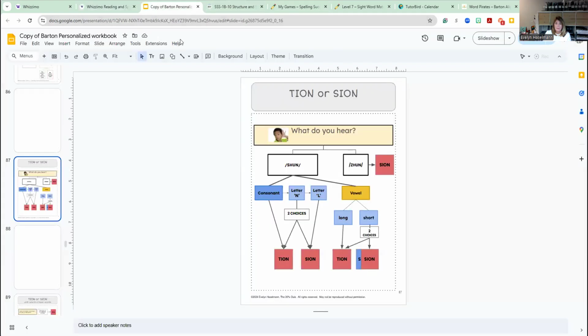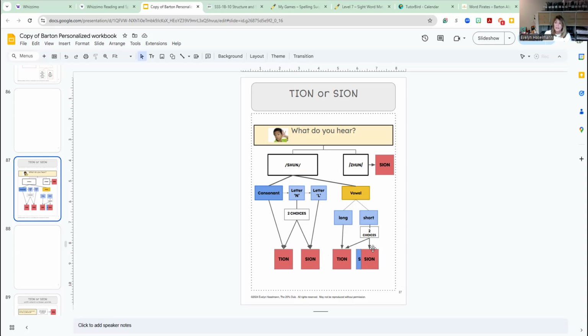So in the Barton notebook, on or around page 87, is a flowchart for this. What do you hear? Do you hear shun, or do you hear zhun at the end? And then we can break it down and follow the flow chart from here, okay? So is there a consonant? Is there an N? Remember, you've got two choices then. You'll have to look it up. Is there an L? The whole thing.